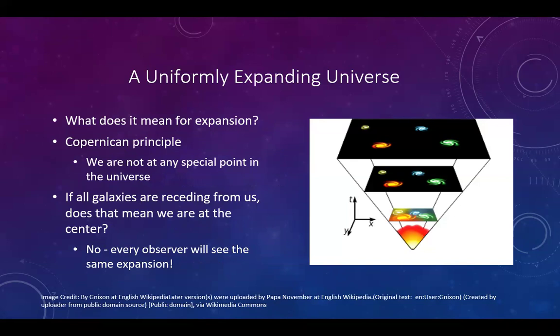So a uniformly expanding universe. What does it mean for expansion? The Copernican principle is that we aren't any special point in the universe. But you might say, it seems like we're special, everything's moving away from us. If all galaxies are moving away from us, does that mean we're the center? And the answer is no. Because the universe is expanding, the space between everything is getting bigger. Everybody sees everything expanding away from them.